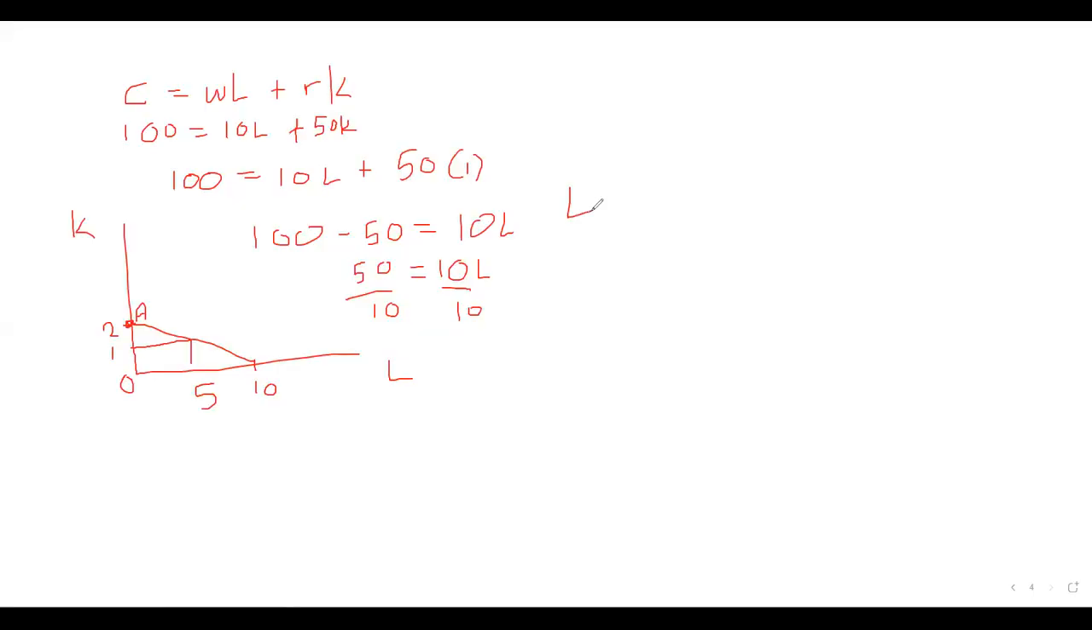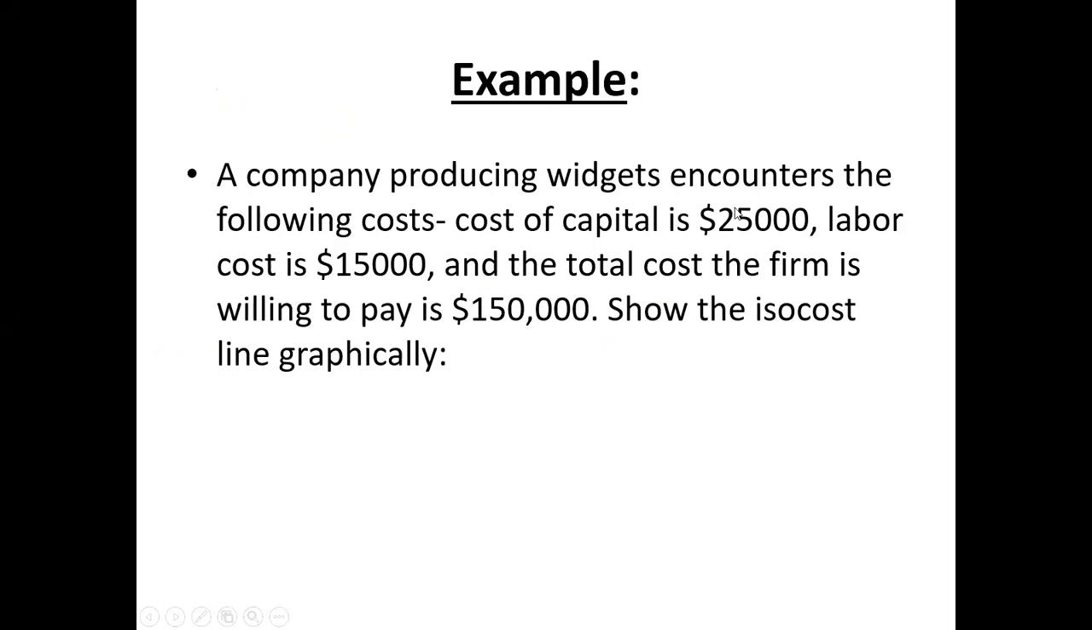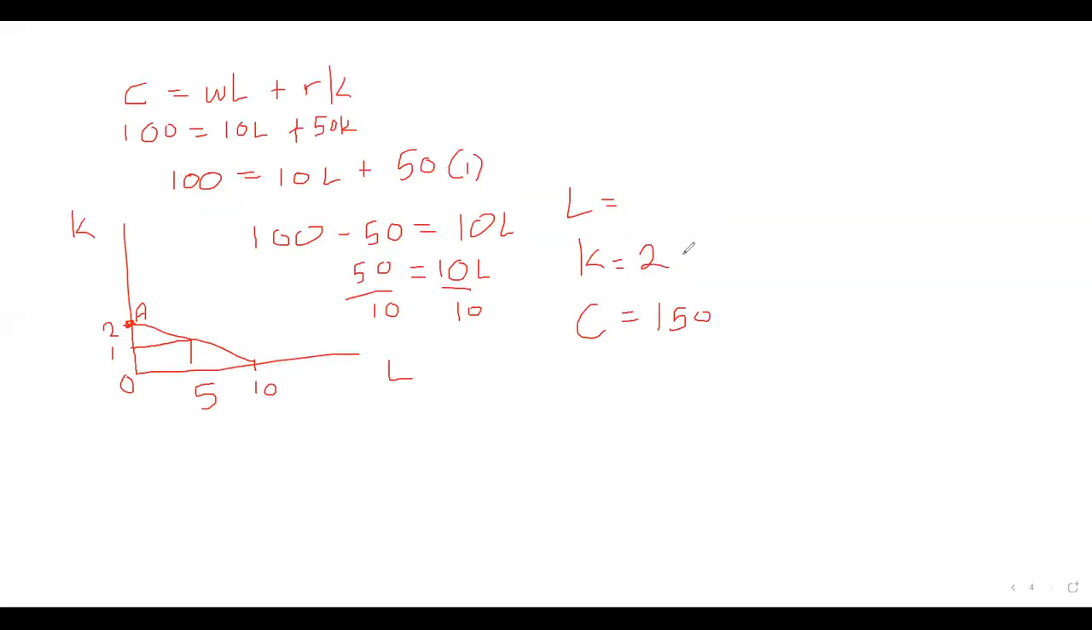So labor was how much? Capital was how much? And total cost was how much? Total cost was 150. The capital is 25 and labor is 15. So what becomes our isocost function?